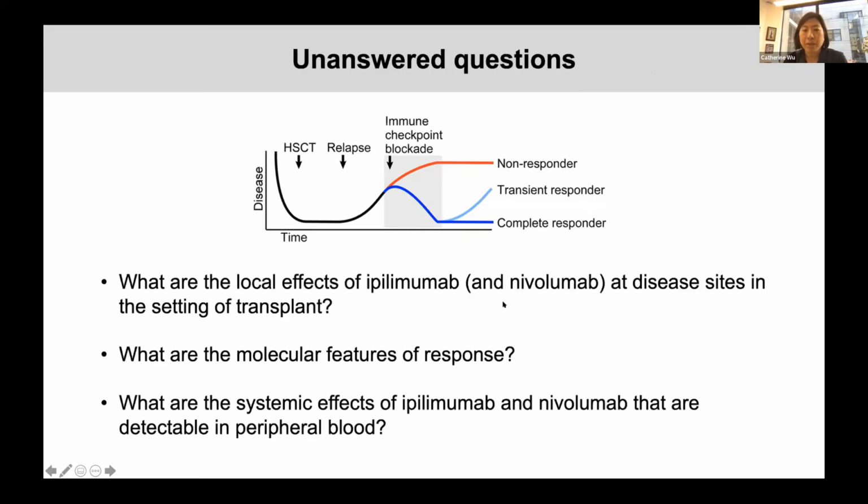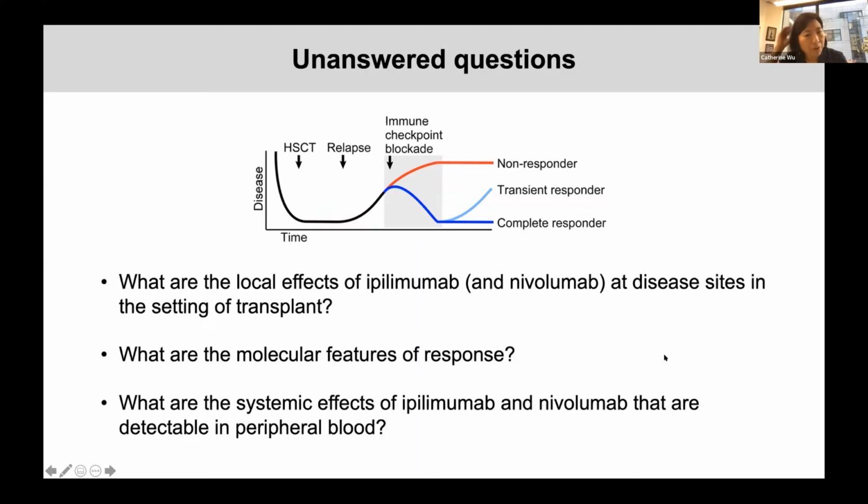And so certainly with the clinical trial that Matt Davids set up, where patients were given either ipilimumab or nivolumab, could we, for example, identify different patient cohorts, those that were responders or transient responders or complete responders? And could we take a look at the local effects of these immune checkpoint blockade agents at disease sites following transplant? Could we understand the molecular features of response? And could we also look at the systemic effects that are detectable in blood?